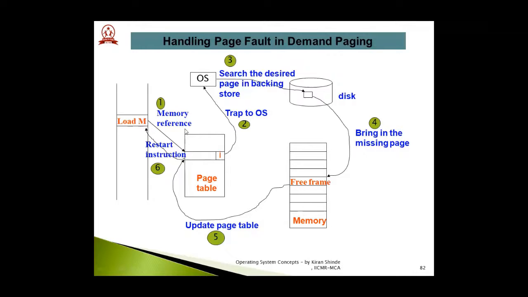Okay, so essentially these are the 6 different steps through which we can understand how a page fault occurs, in what scenario it occurs, and how it is handled by the operating system, with the help of demand paging. So here we will stop.